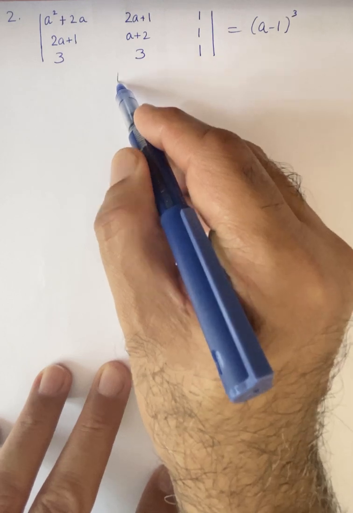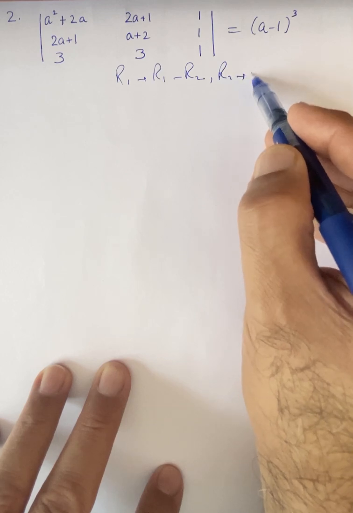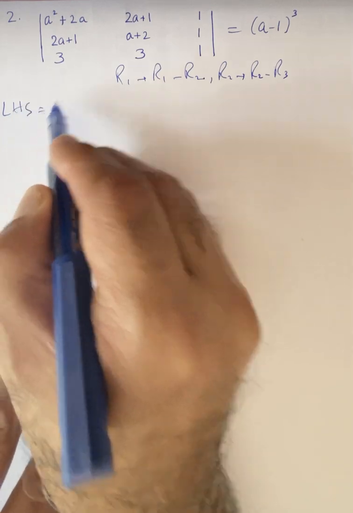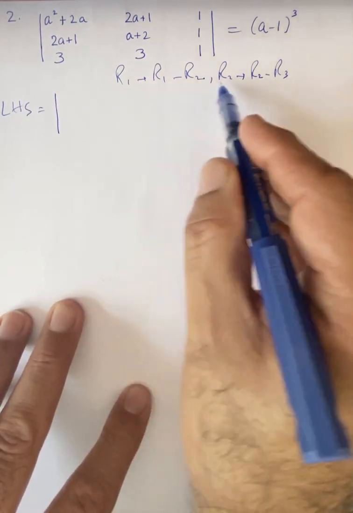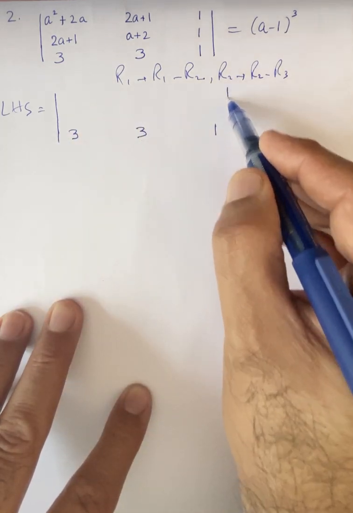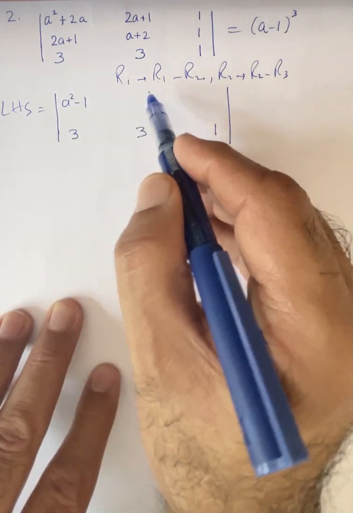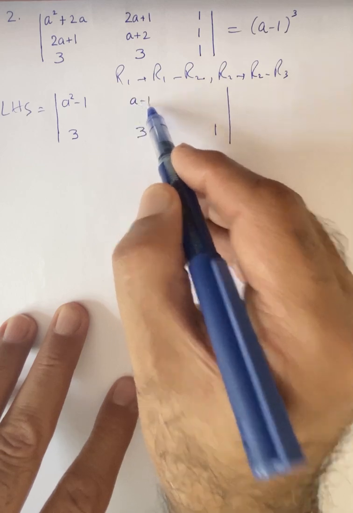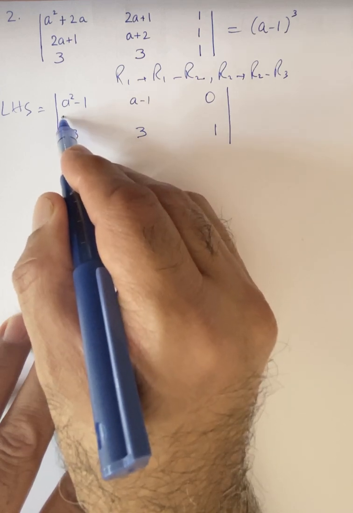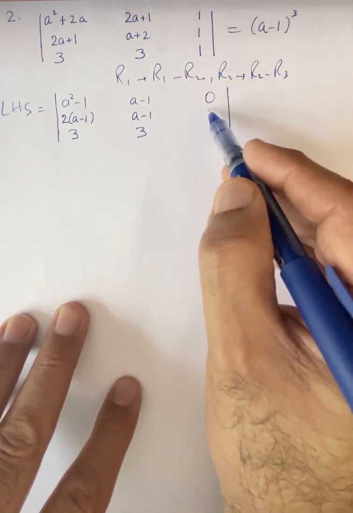So let's change r1 to r1 minus r2 and r2 to r2 minus r3. On the left hand side, r1 changes, r2 changes, no change in the elements of the third row. Let's write the elements of the third row first. r1 minus r2 is a square minus 1, this is a minus 1 and this is 0. Similarly, r2 minus r3, this will be 2a minus 2, so 2 into a minus 1, and this is 0.